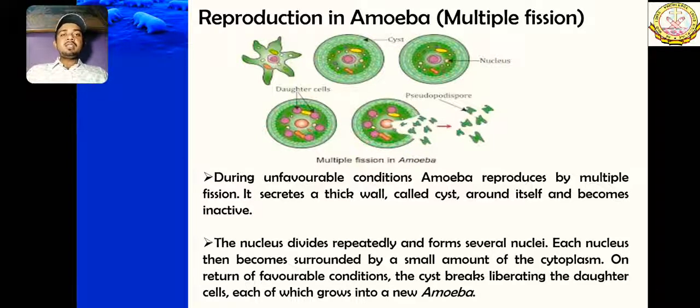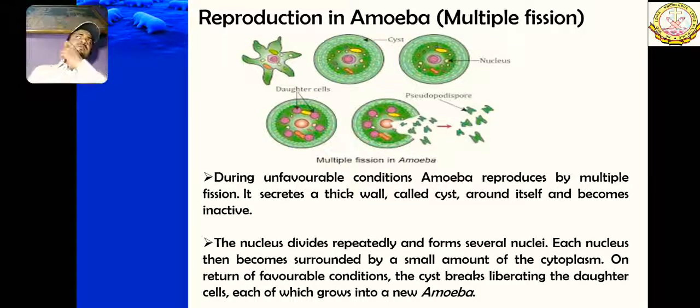The nucleus divides repeatedly and forms several nuclei. Inside that cyst, the nucleus divides repeatedly, meaning multiple times, and forms several nuclei. Each nucleus then becomes surrounded by a small amount of cytoplasm, because cytoplasm is very essential for any cell. A nucleus cannot survive alone. Once the favorable condition returns, the cyst breaks, liberating the daughter cells, each of which grows into a new amoeba.